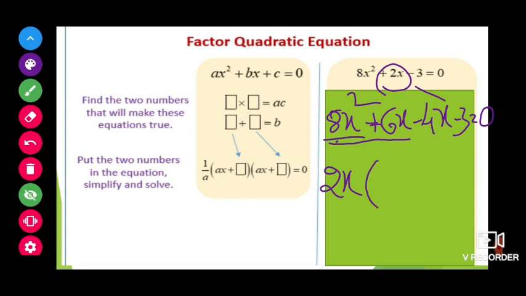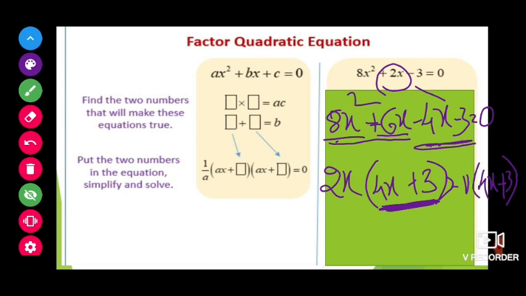2x common. Now if 2x goes out, the remaining is 4x plus... from here if I take 2x common, the remaining is 3. Now here also we should get the same term that we have. To get that, what I have to take common is just minus 1. If I take minus 1, the remaining is 4x plus 3. Now from both, 4x plus 3 is the same. So 4x plus 3 into, here 2x is remaining, here minus 1.